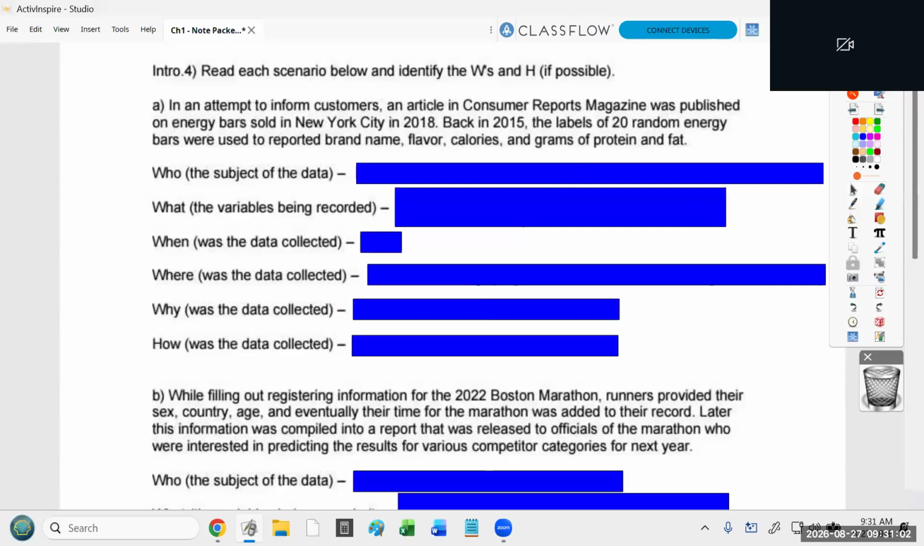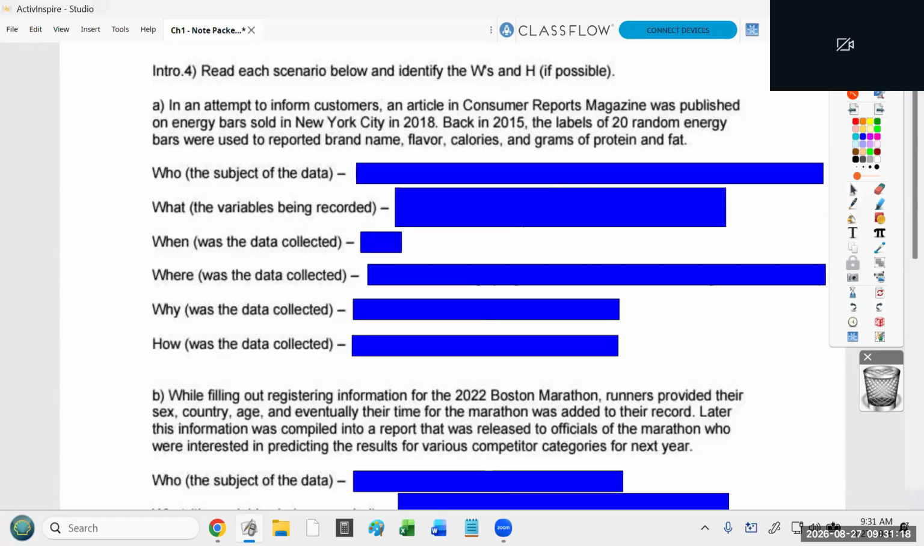The what, the variables being recorded in that scenario, would have been the height, presumably in inches or something like that, and the number of tomatoes on the vine. The what is the variables you're recording. So I just want to be clear, who doesn't necessarily mean a person.